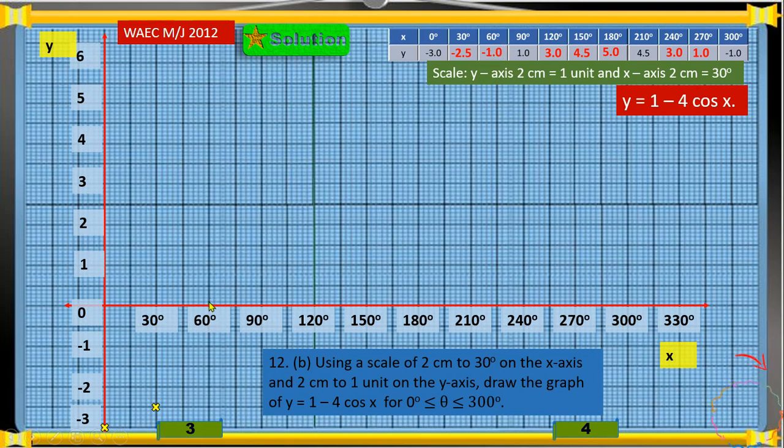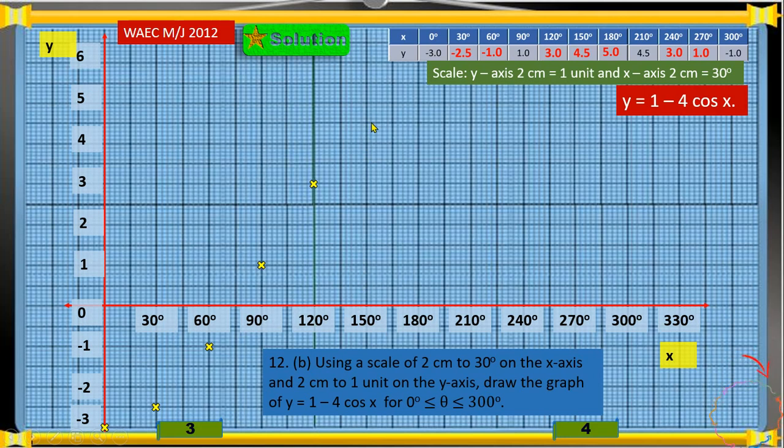This is 60, x is 60 here, and this is minus 1. So you plot at that point. When x is 90, y is 1. X is 90 at this point, y is 1 at this point. You plot at that point. Then 120. So if this is 120, we move straight to 3 and plot the point there. Then 150, 4.5. This is 4.